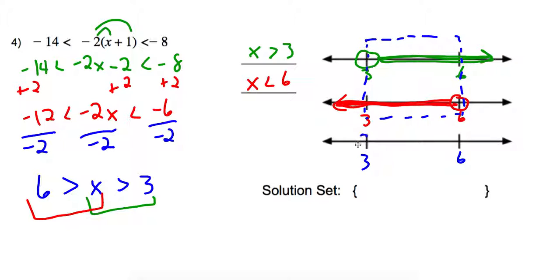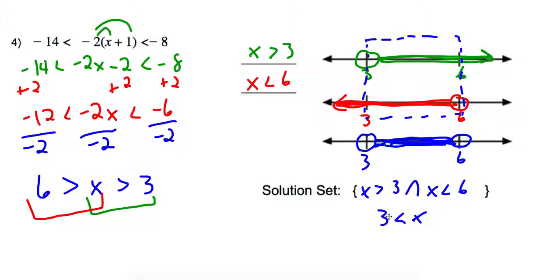So my final solution of my compound inequality is going to go from 3 to 6. And it's not including 3 and it's not including 6 because one of these does not include positive 3, one of these does not include 6. So my final solution set, you can write 2 ways. I could say x is greater than 3 and x is less than 6. Or I can just say 3 is less than x, which is less than 6. So there you go.